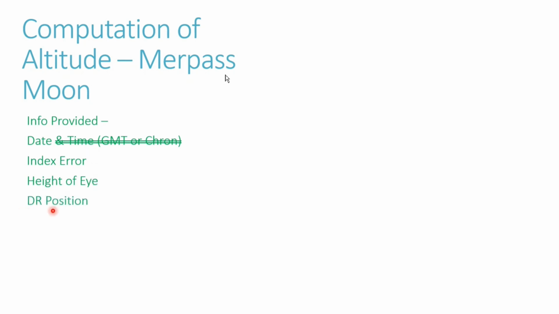Now we have the DR position also available to us. The DR position is given. And what is required as usual is the sextant meridian altitude of the moon. So let us see the method now.